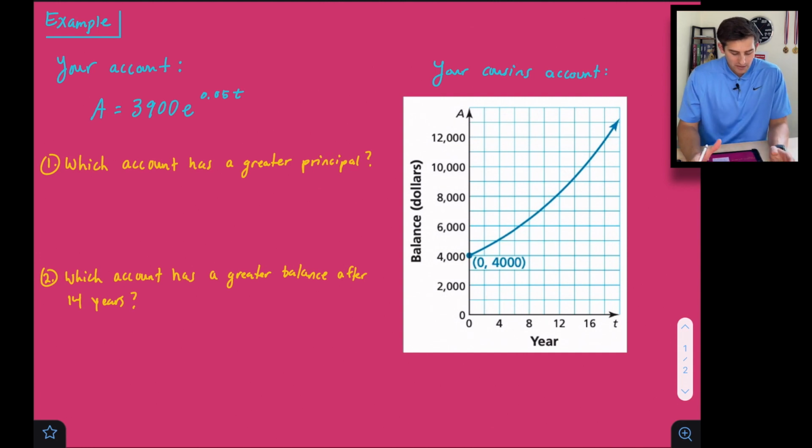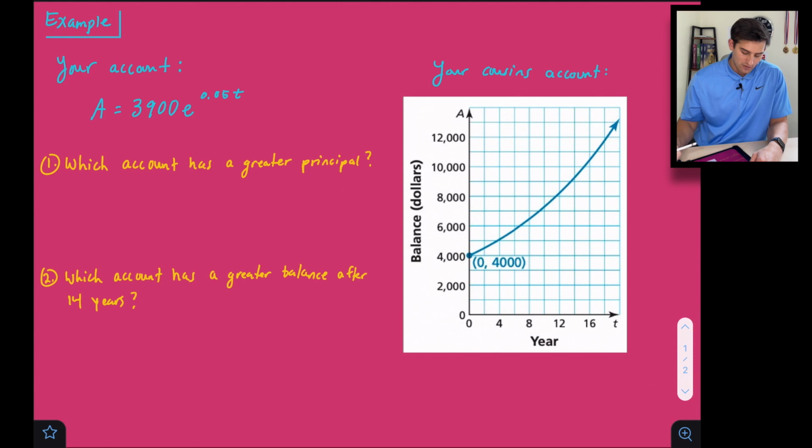So we're going to be comparing, we have our bank account, we have our cousin's bank account. Ours is represented by the equation A equals 3,900 times E to the 0.05 T. And our cousin's account is represented by this graph that we see at the right. So number one says, which account has a greater principal? So principal, remember, is just our starting amount.